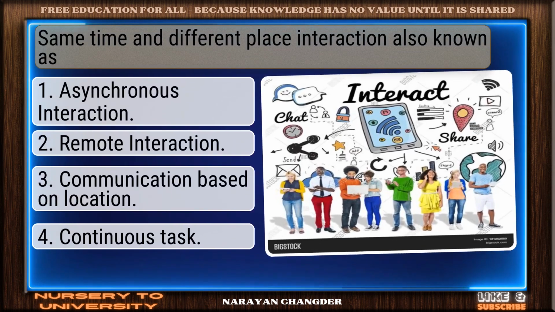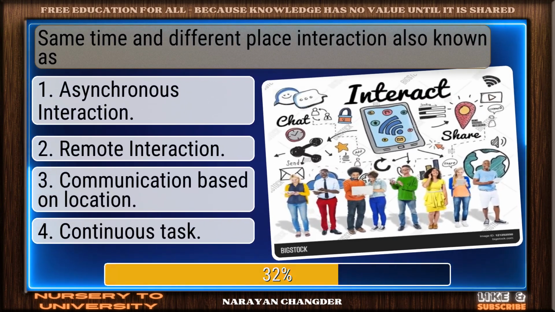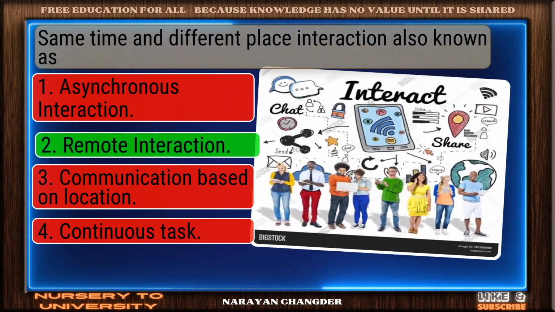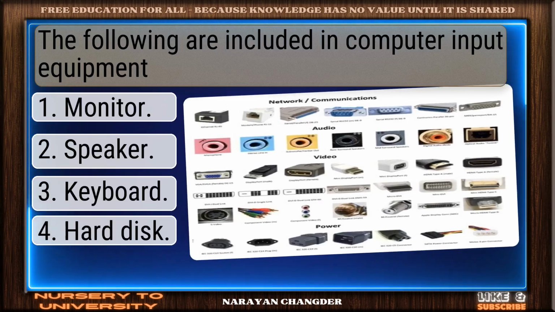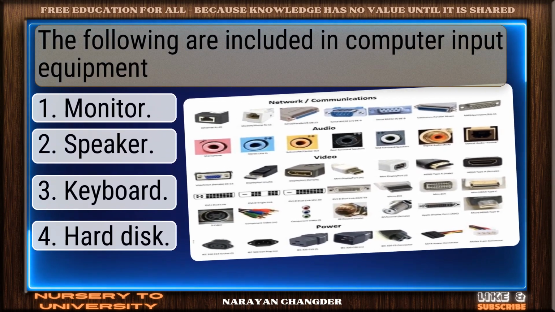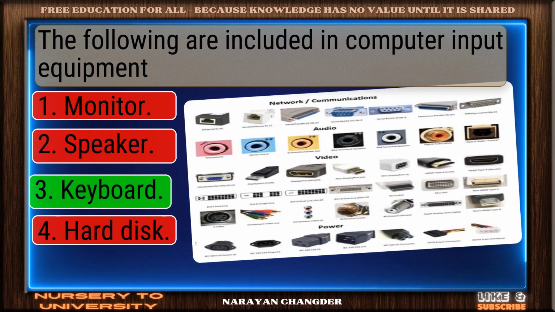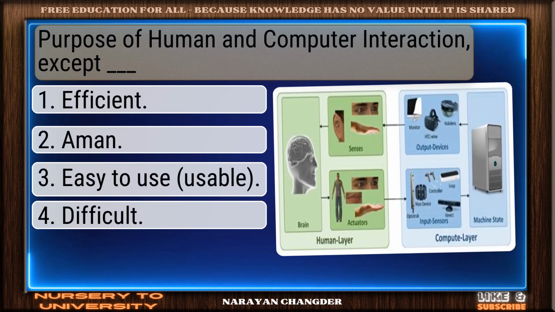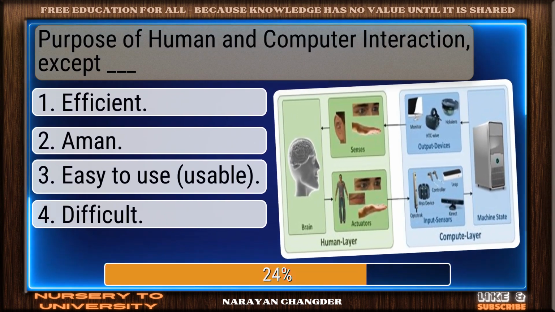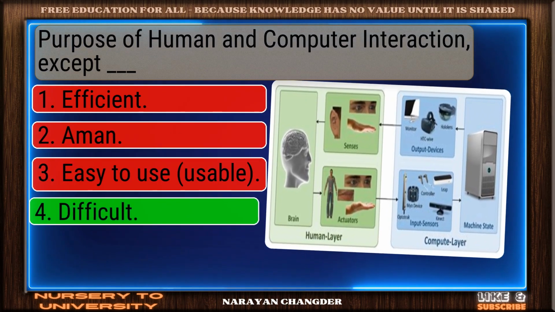Question number 43. Same time and different place interaction, also known as. Perfect. Remote interaction is the correct choice. Question number 44. The following are included in computer input equipment. Excellent. Keyboard is a brilliant choice. Question number 45. Purpose of human and computer interaction except dash. Great job. Difficult is the accurate answer.